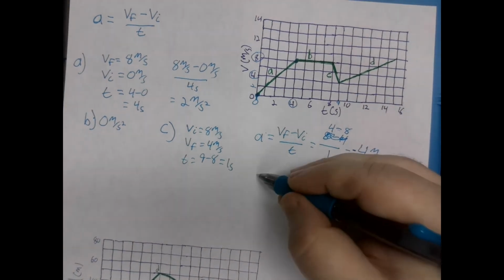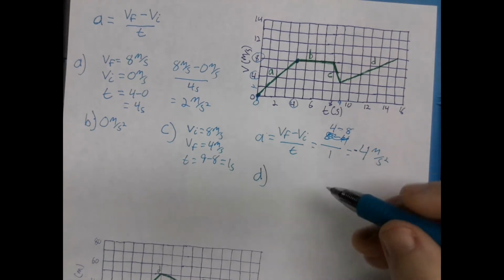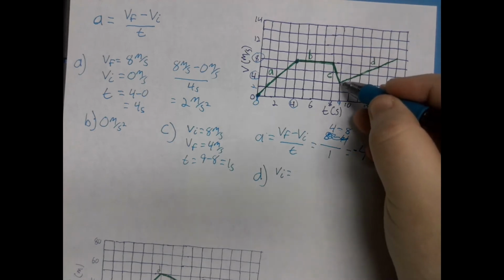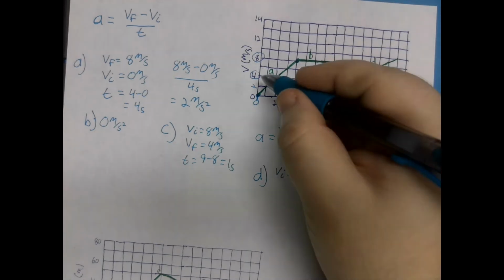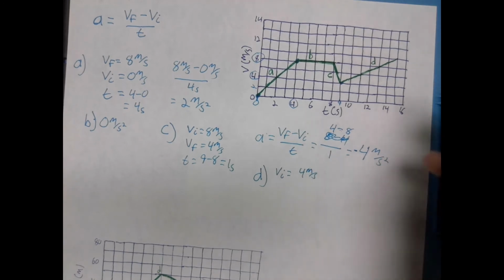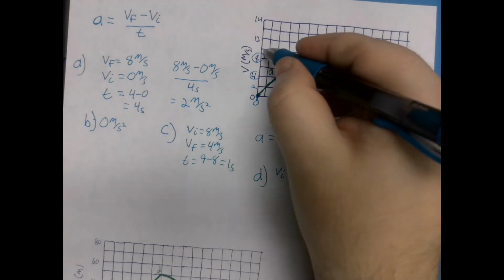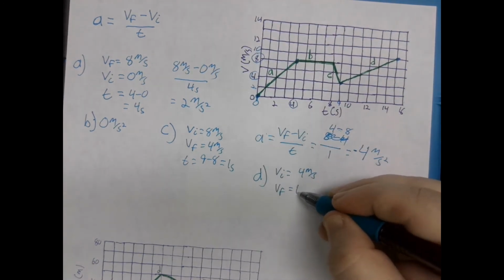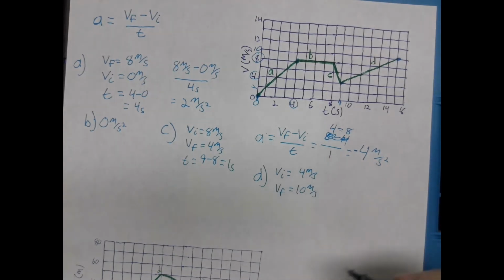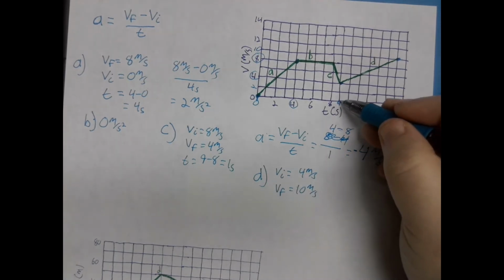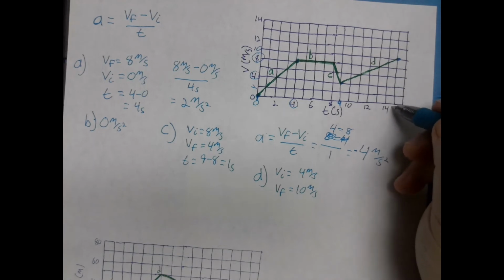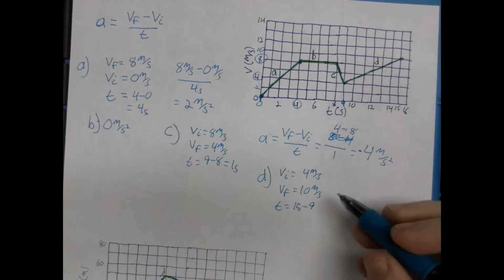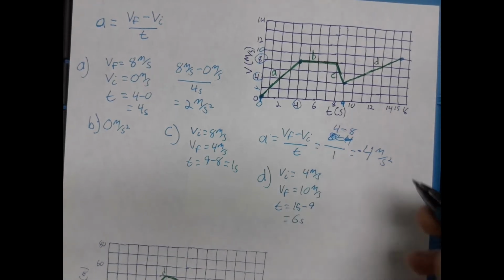Doing something like D, so D's acceleration. Let's look at our initial velocity. Our initial velocity is at the beginning of the line segment, that's 4 meters per second. And at the very end, we come around and it's at 10. Our final velocity is 10 meters per second. And we look at the time. This starts at 9 seconds up to 15 seconds, so our time would be 15 minus 9, or 6 seconds.